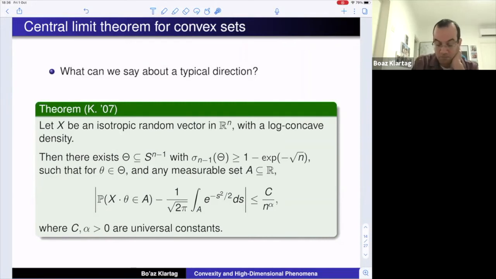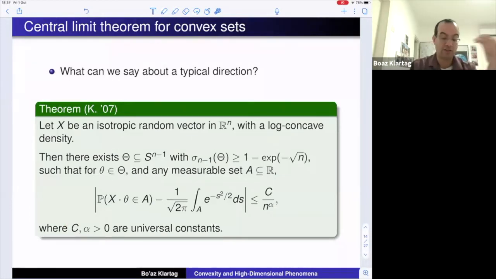Then we have a collection of good directions. This collection of good directions is pretty large. It has measure at least 1 minus e to the minus root n. And for any such good direction theta, we know that the marginal of x in direction theta, the scalar product of x times theta, is close in total variation to the Gaussian density. The distance in the total variation metric is at most c over n to the alpha, where c and alpha are universal constants.